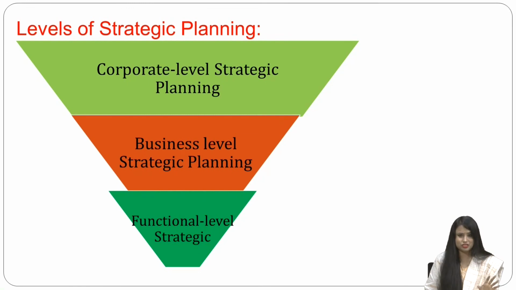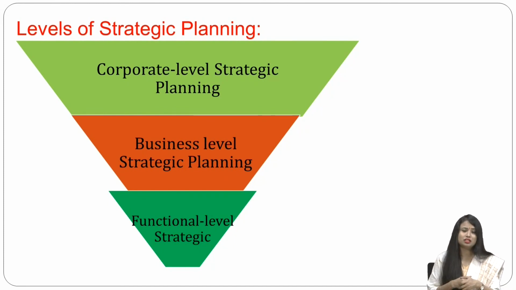Now, the next one is functional level strategic planning. It is the process of determining policies and procedures for a relatively narrow level of activity, the different functions of an enterprise like marketing, finance, personnel, etc. These are developed by functional managers and are typically reviewed by business unit heads, right?